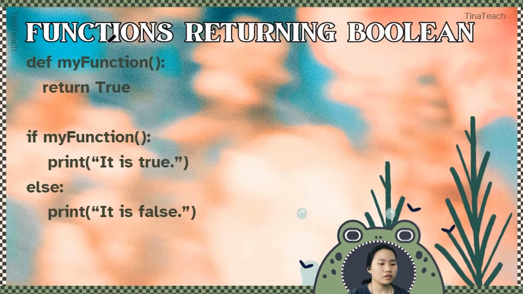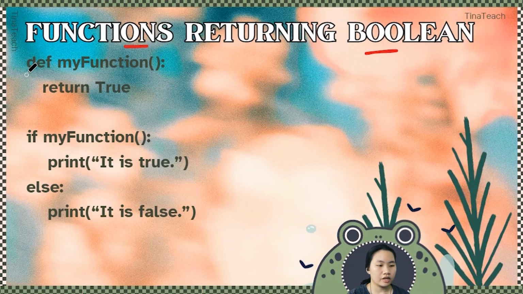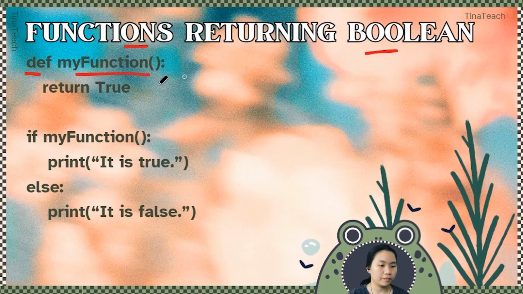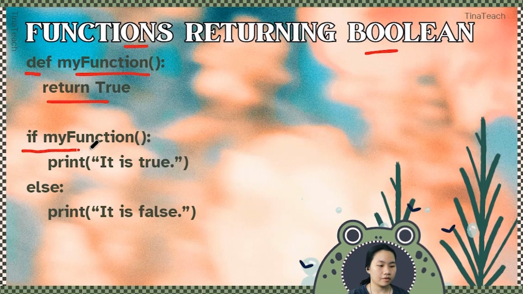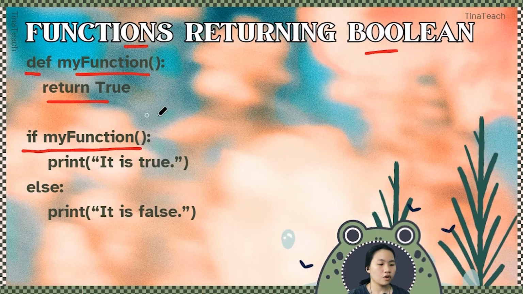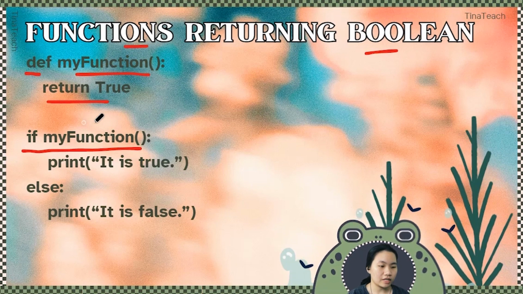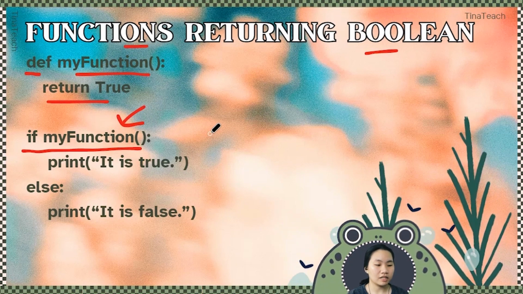Now let's move on to a function returning a boolean value. Here I have def, my function. This is the name of my function. And the function returns true if my function. So instead of saying if my function is true, you can simply say if my function, okay? As long as it has something in it, it just evaluates into true.